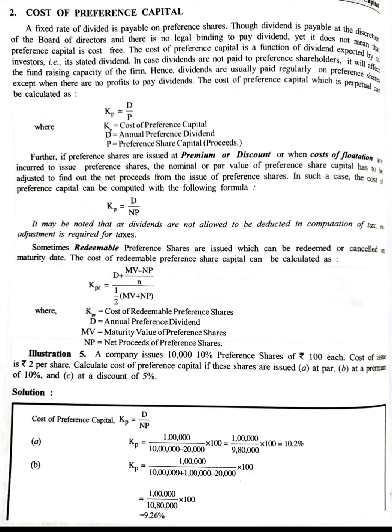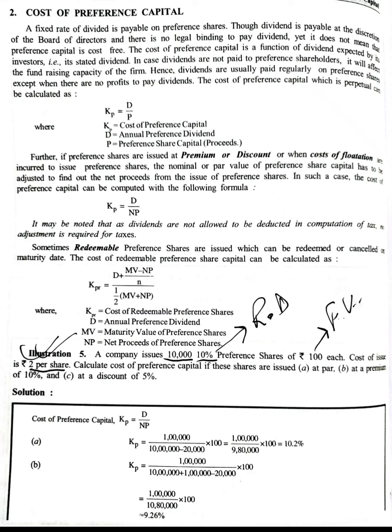Let's see this one first. Question number 5 is given. Just read it. What information is given here? Total number of shares is this. This is the rate of dividend which you have to pay. This is the face value. Then cost of issue. Remember, cost of issue or flotation cost, you can take as the same, as we have done previously.